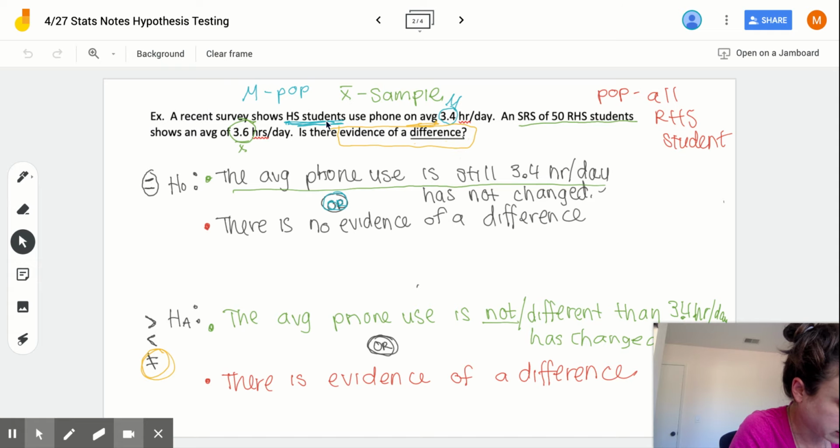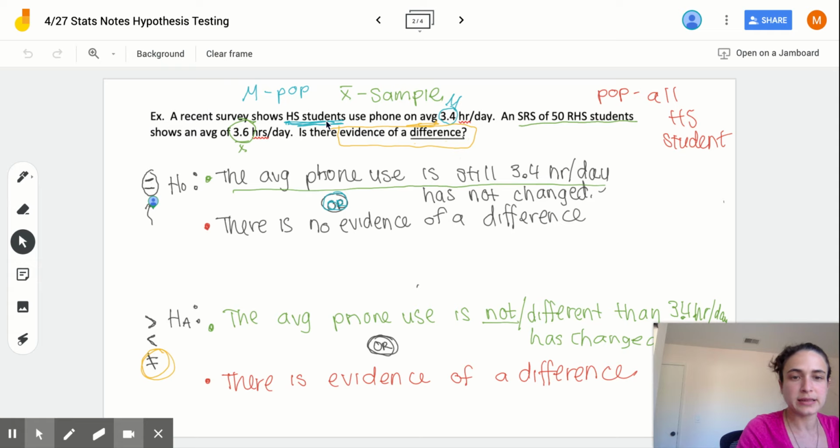It's just all high school students in general, because if you see what I underlined in blue, it was about all high school students. So let's just take that R off. Okay, so when you're writing your symbolic one for H0, you always want to include the equal sign.